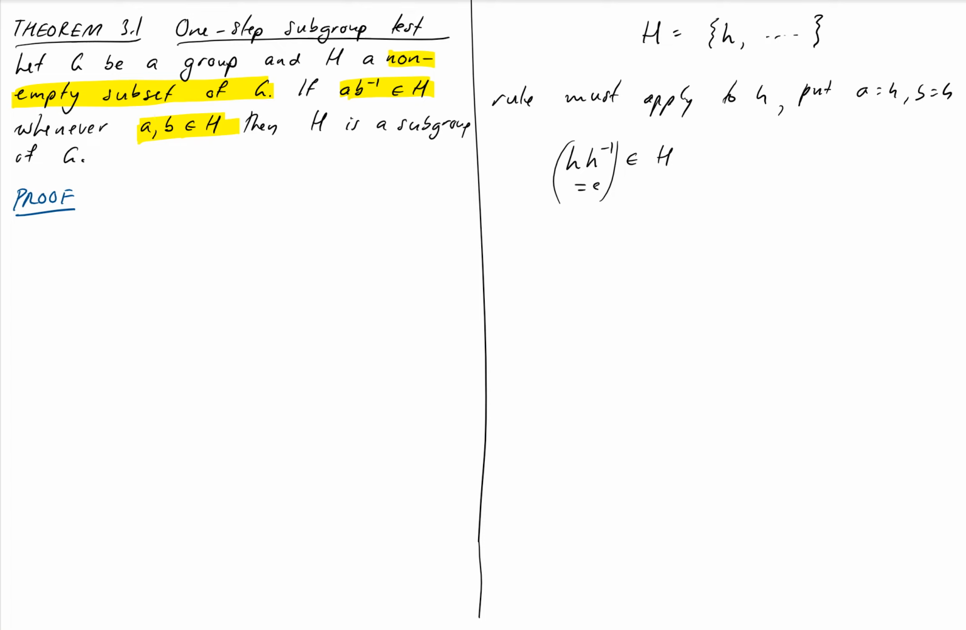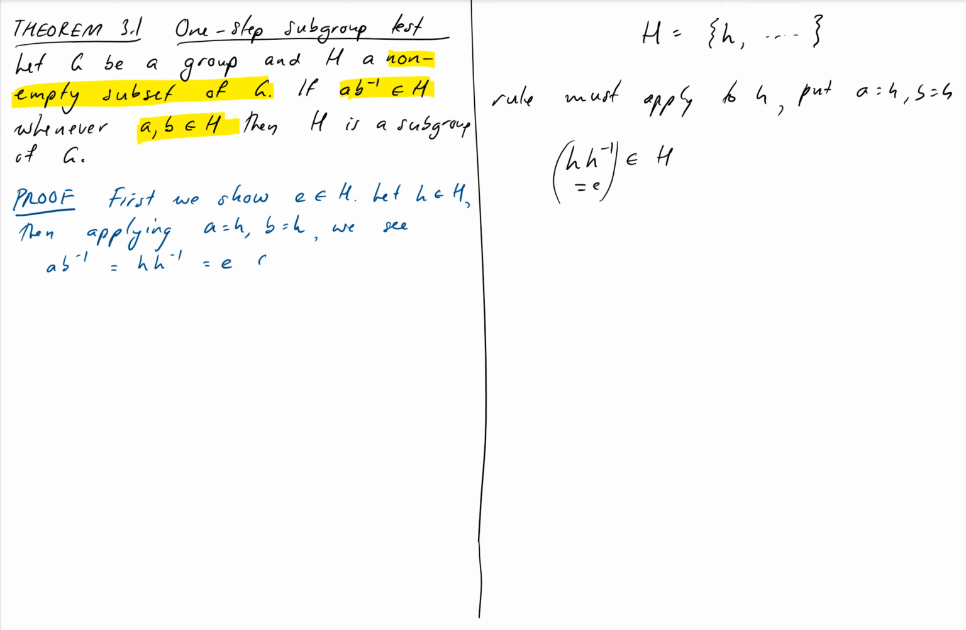So if we go back to our proof, we'll say first we show that the identity is a member of H. H is a non-empty subset, so let h be a member of H. We're justified in doing this because H is non-empty. Then applying A equals h and B equals h, we see AB inverse equals h h inverse equals the identity, which is a member of H. So that's good. We've shown that the identity is in fact a member of H.